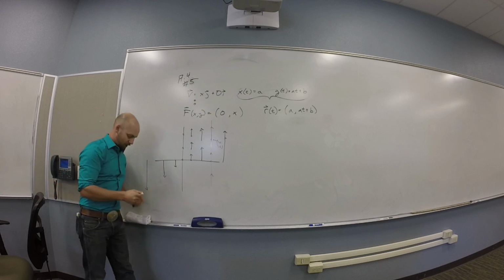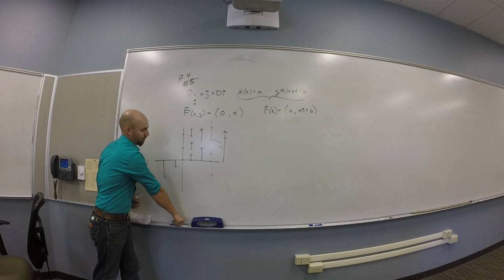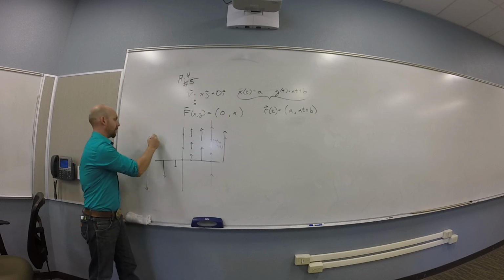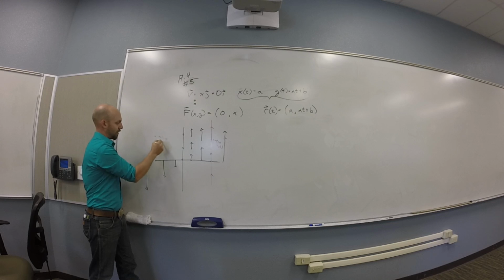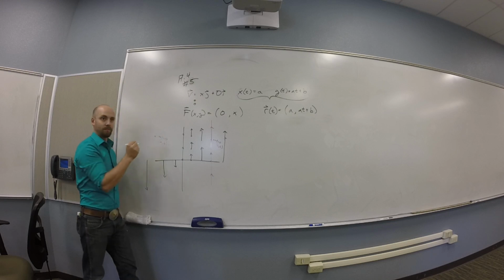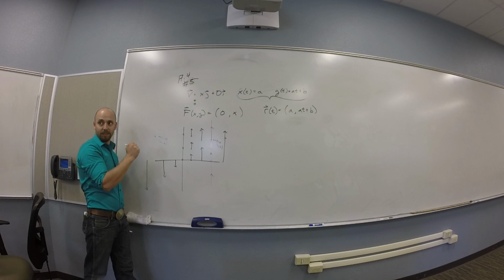What if that thing's over here instead? It should go down. So maybe up here, if this is t is 0, that's the point A comma B. That thing is, instead of going up, going to go down.